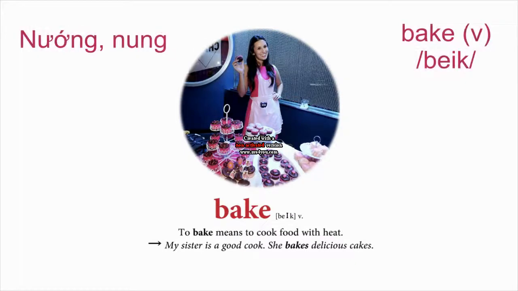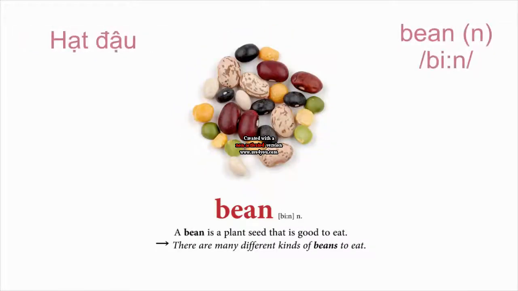Bake. To bake means to cook food with heat. My sister is a good cook. She bakes delicious cakes. Bean. A bean is a plant seed that is good to eat. There are many different kinds of beans to eat.